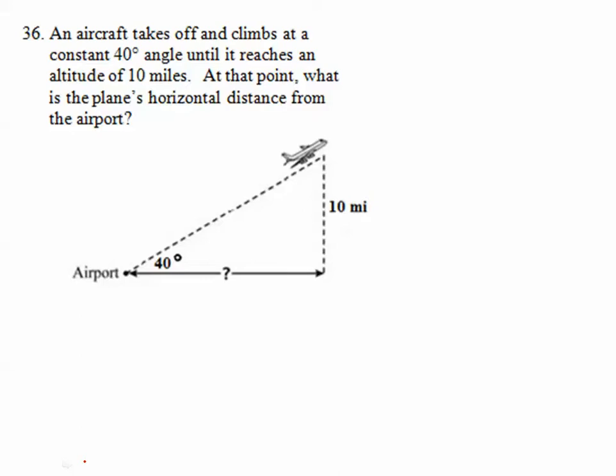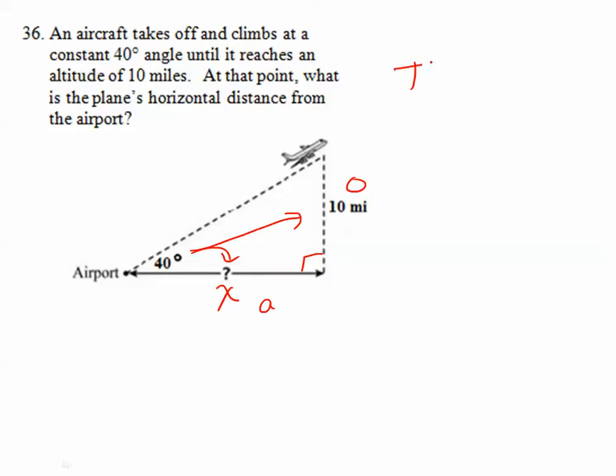36. An aircraft takes off and climbs at a constant 40-degree angle until it reaches an altitude of 10 miles. At that point, the plane's horizontal. What is the plane's horizontal distance? So we're looking for this here. Here's my right angle. This is my opposite side because it's opposite theta. This is my adjacent side.